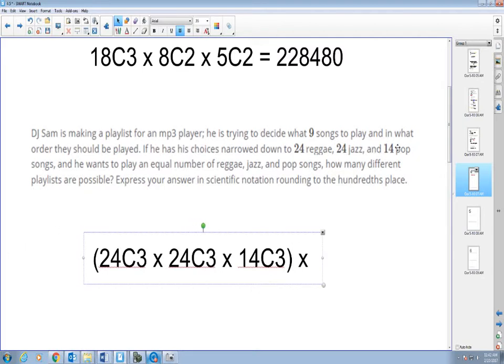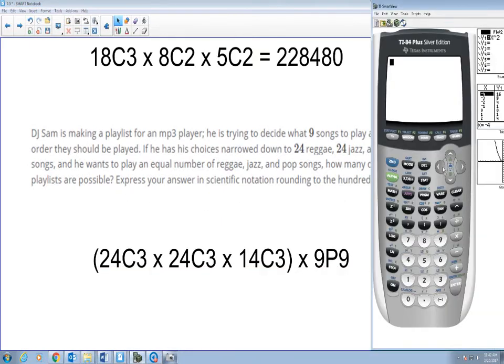Then we got to multiply by, there are 9 songs total, choosing all 9 of them to play, using permutation. Because once he chooses the individual types, then the order matters, which one to play first. And write your answer in scientific notation.